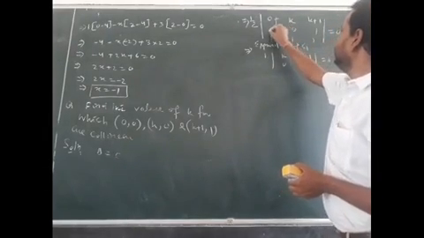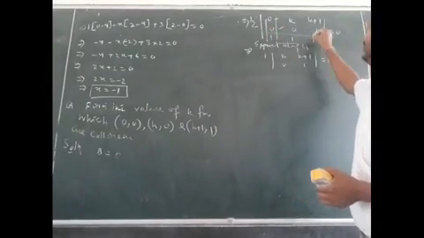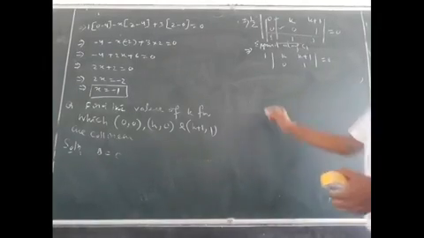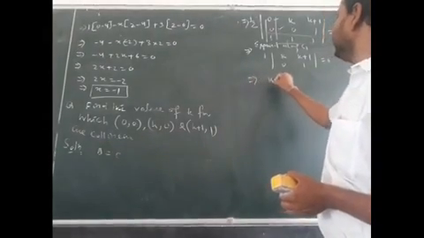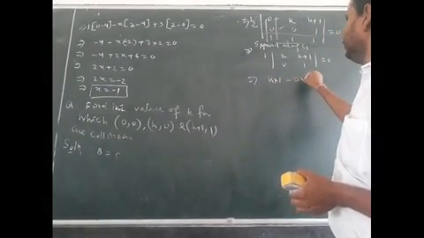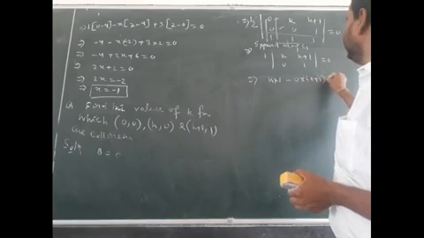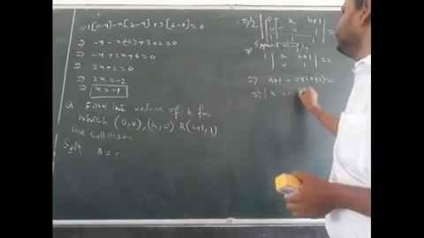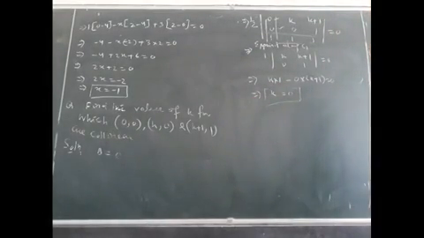Remove the row and column containing 1. The left thing is k, k plus 1, 0 and 1. So now what I am getting is k into 1 which is k, minus 0 into k plus 1, it is equal to 0. So here k equals 0. This is the value of k for which these 3 points are collinear.